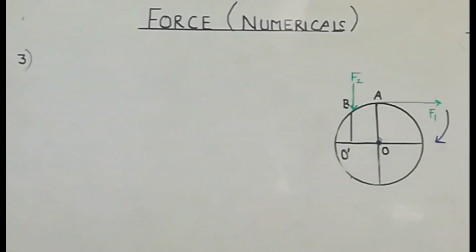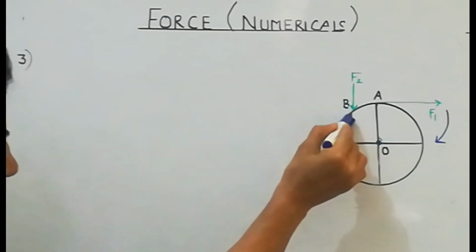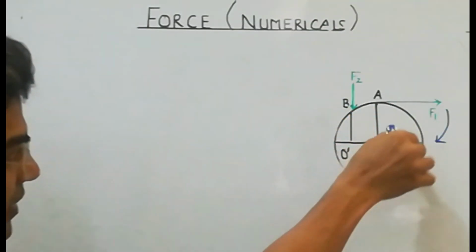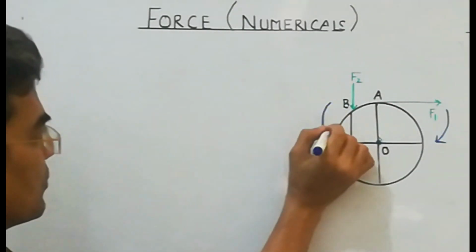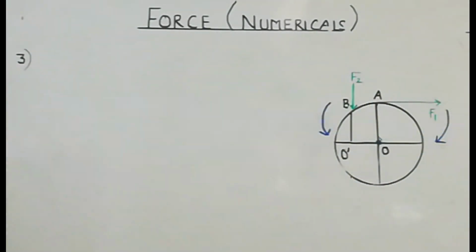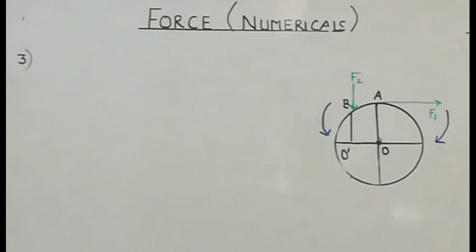Now if we are marking F2 in the downward direction, it is trying to rotate it in the anti-clockwise direction. So this force is trying to produce anti-clockwise movement. Then only the wheel will be in the balanced state. This was the first part where you were asked to mark F2 vertical force, and we have to decide whether to mark the vertical force at B in the downward direction or in the upward direction.